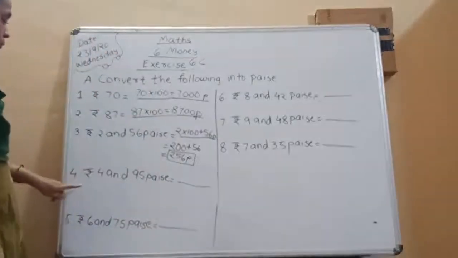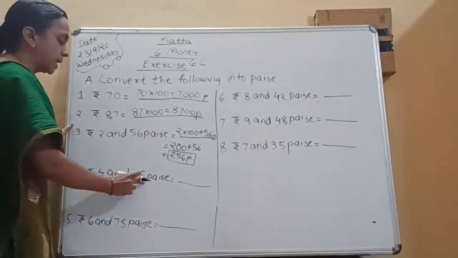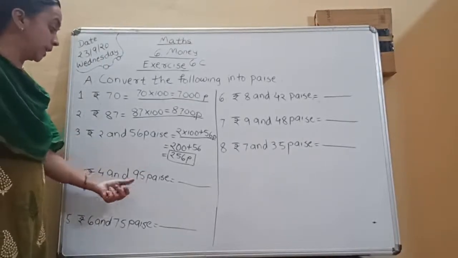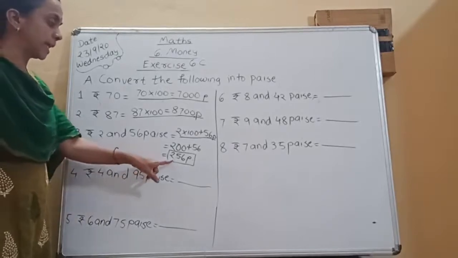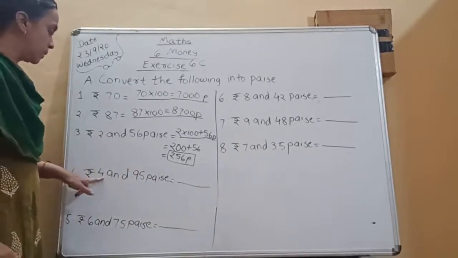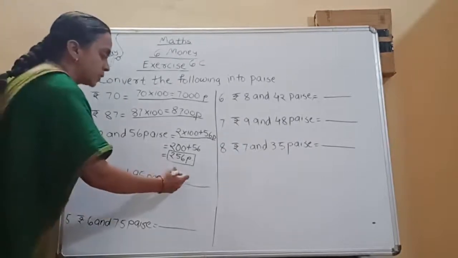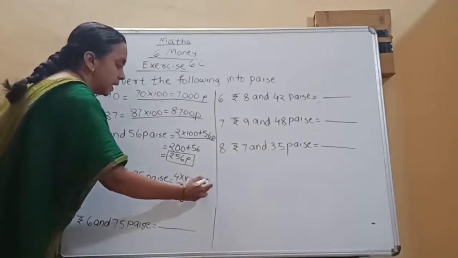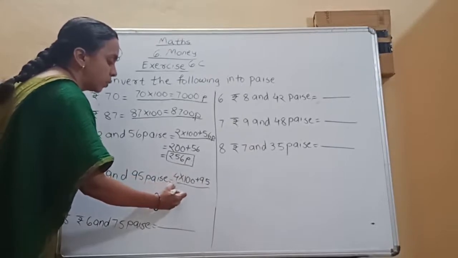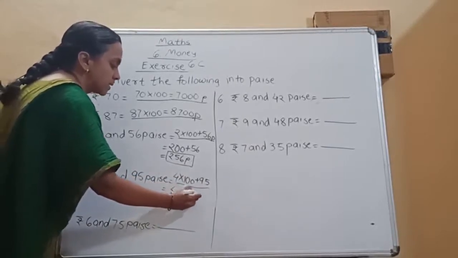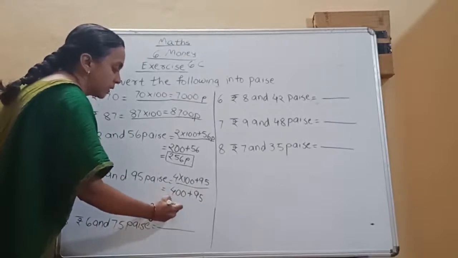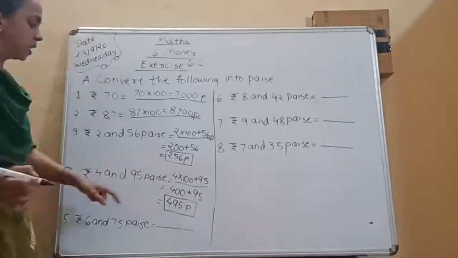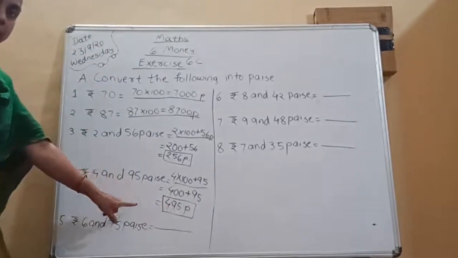Okay. Now see fourth example. Rupees 4 and 95 paise. So I am writing here so you can understand how we get this answer. So just you write down directly the answer. Now see carefully. Rupees 4 and 95 paise. Rupees 4 means what? 4 multiplied by 100 plus how many paise? 95. 100 multiplied by 4, 400 plus 95. 400 plus 95 means 495 paise. So you just write down there only this answer 495 paise.